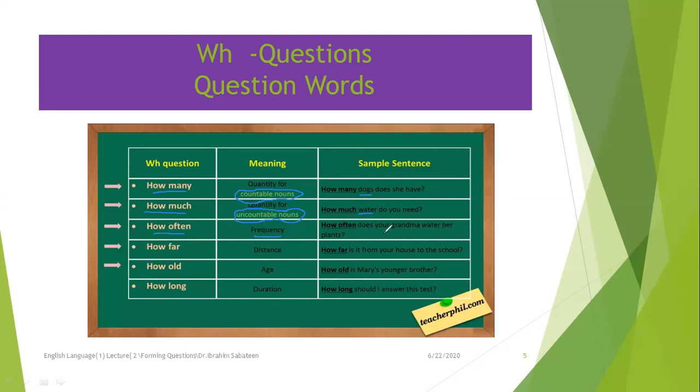You see here, this is the question. The answer to this question should be once, twice, three times, four times. When we ask by using how often, we are asking about frequency or the number of times.